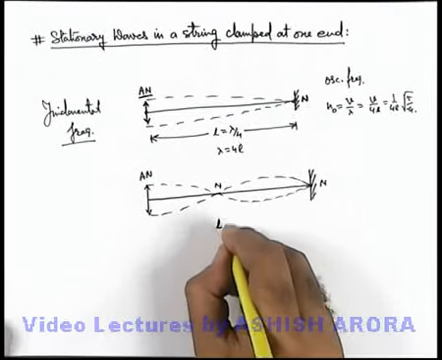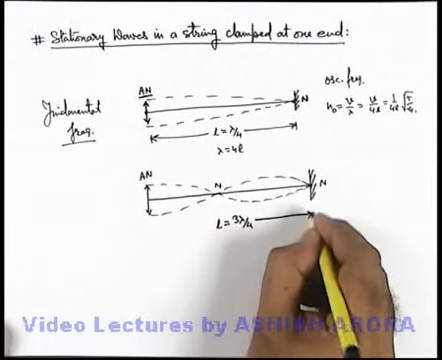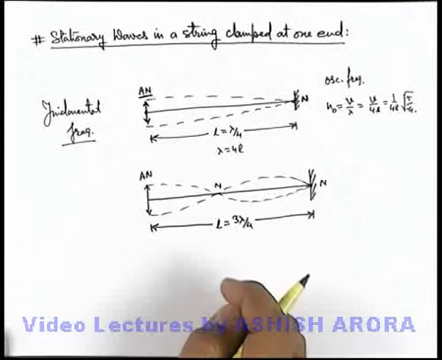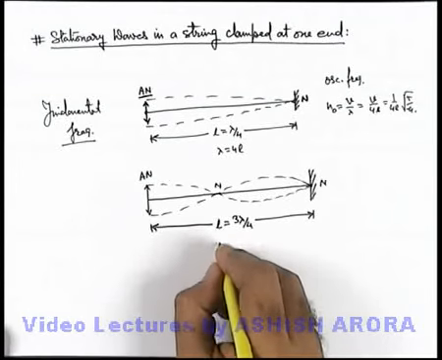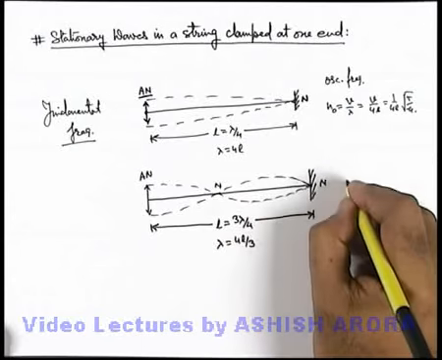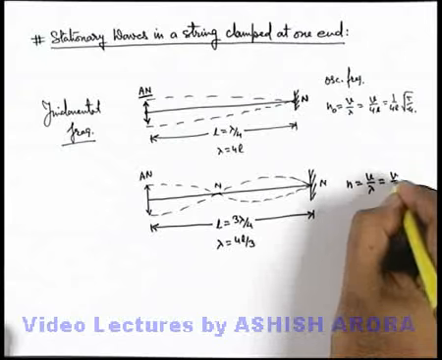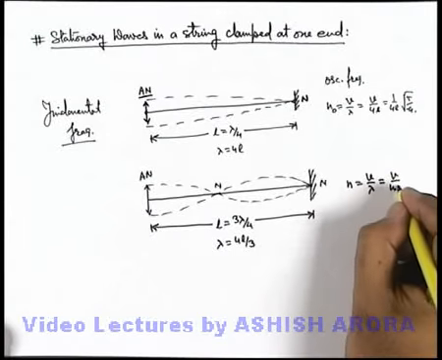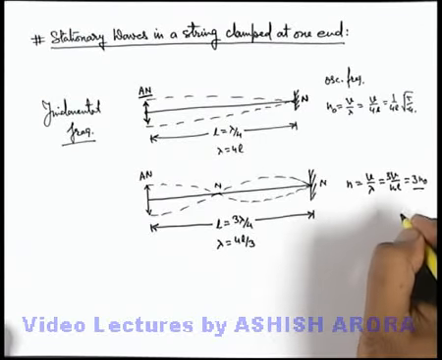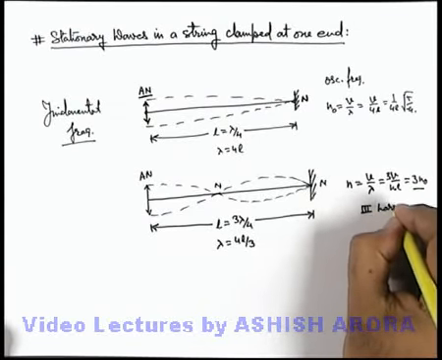So in this situation the length of the string can be written as 3 lambda by 4, because one complete loop and one half loop is there in the length L of the string. So here the wavelength can be written as 4L by 3. If we find the oscillation frequency, it is V by lambda, where lambda is 4L by 3. So it can be written as 3 times the fundamental frequency. So it can be written as the third harmonic.